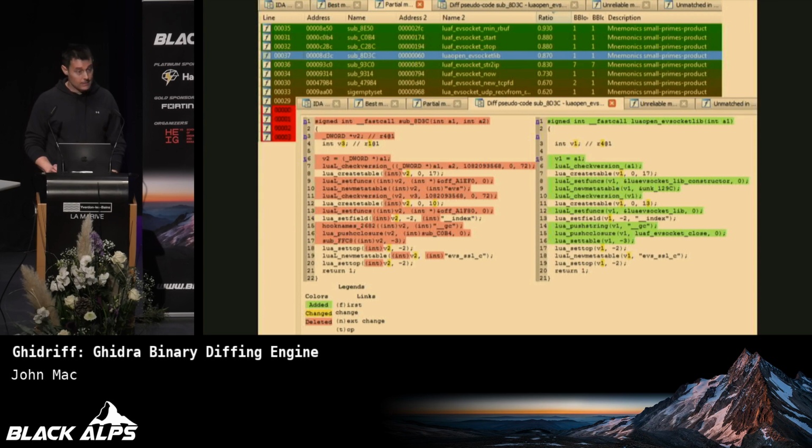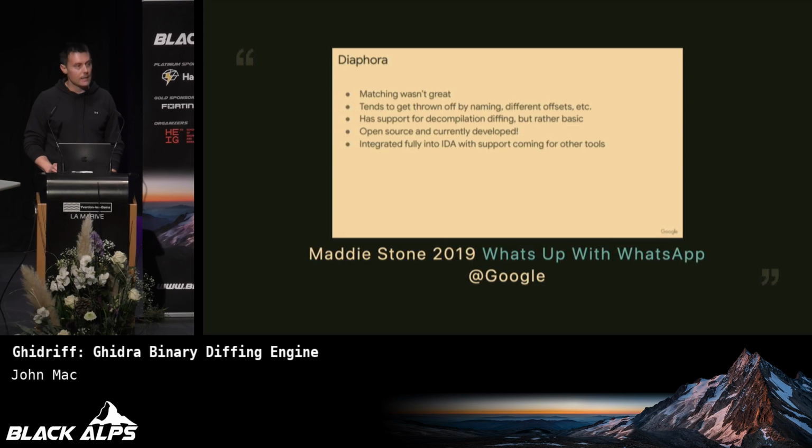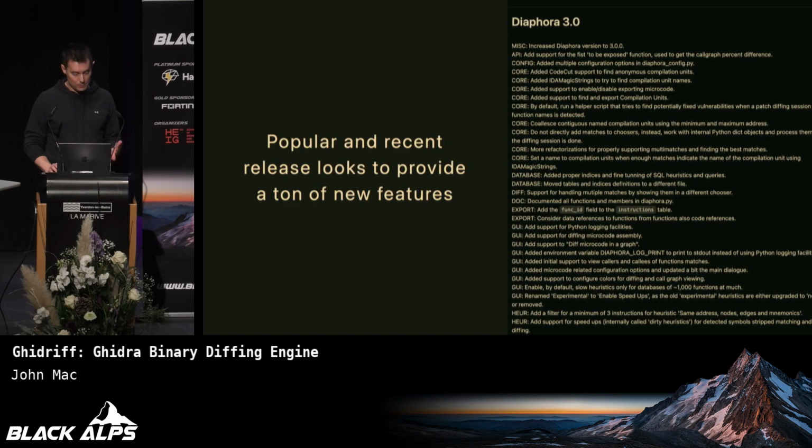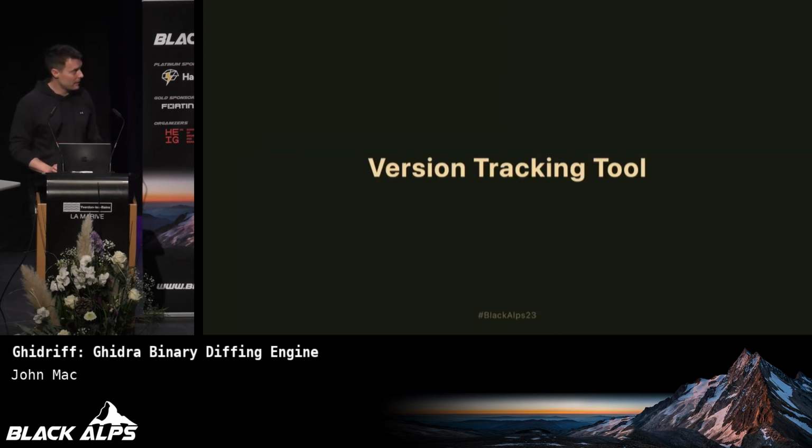It has that side-by-side view that we're talking about, that pseudocode diff view you can see in the bottom section here. And similarly, it has a table at the top where you can sort your functions to see how similar they are. In 2019, it didn't work for Maddie Stone. But this project is actively maintained, is really popular. Its recent release has a ton of new features, and I have friends that use this tool. My experience actually is with the version tracking tool.